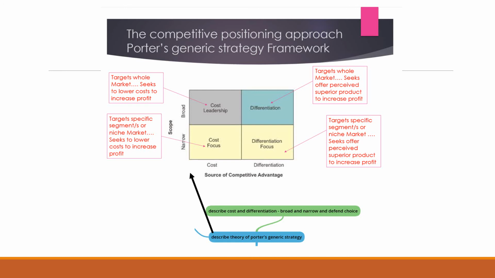you've got the fact that the broad focus targets the whole market, and by using a cost element you're looking to lower costs to increase profit. So you're not necessarily looking to increase prices to increase your profit. Whereas differentiation, you target the whole market in a broad focus, and there you're not looking at costings or anything, you're looking at offering a superior product to increase your profit. So by offering that superior product you can charge a premium price for it.